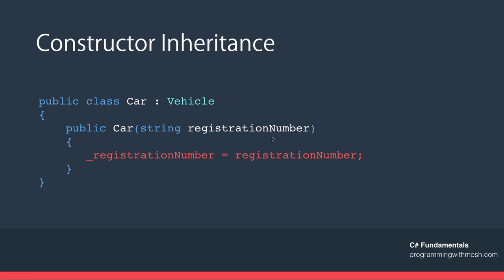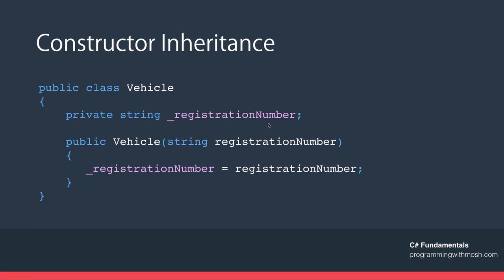But what are we going to write in this constructor? Well, I've highlighted this line with red, which means this is not valid. In fact, if you write this code, it's not going to be compiled. You're going to get an error. Why? Because in the vehicle class, we declared registration number as private. Let's take a look at the vehicle class again.